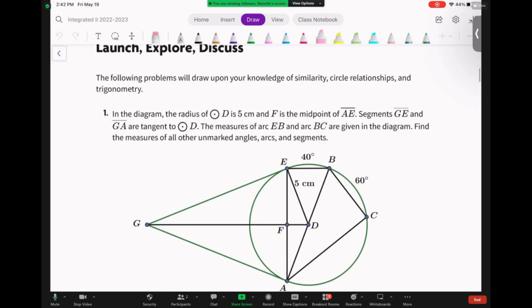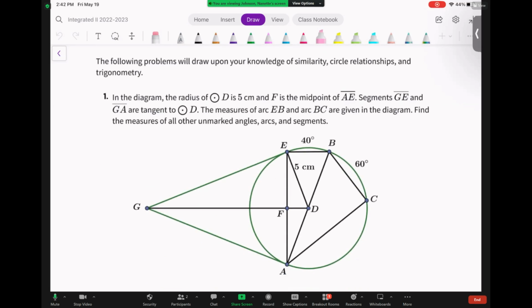So we're going to be doing this problem, and then that's it. The rest of the lesson, I'm going to talk about during class. It says the following problems will draw upon your knowledge of similarity, circle relationships, and trig. In the diagram, the radius of D is 5 centimeters. So the radius of circle D is 5.